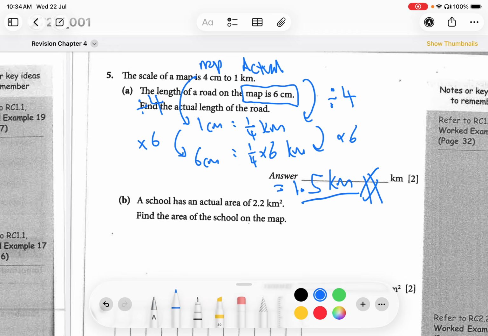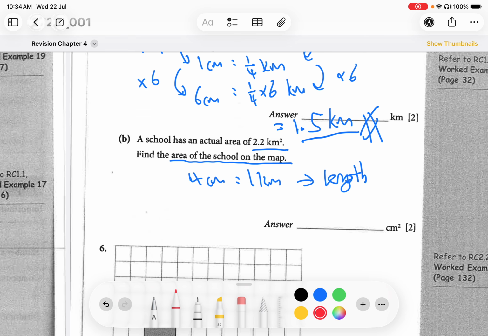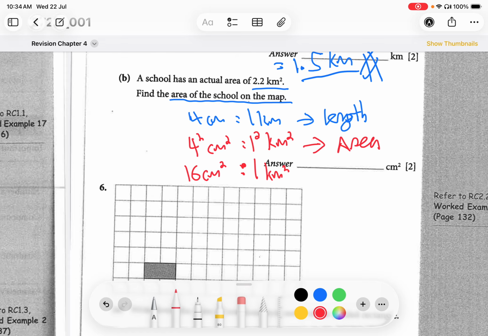The next one. The school has an area of 2.2 km squared. Find the area of the school on the map. So the scale is 4 cm to 1 km. This is the length scale. I want to change to area. I put the square to everything. This is now area. 16 cm squared to 1 km squared. This is now the area scale.